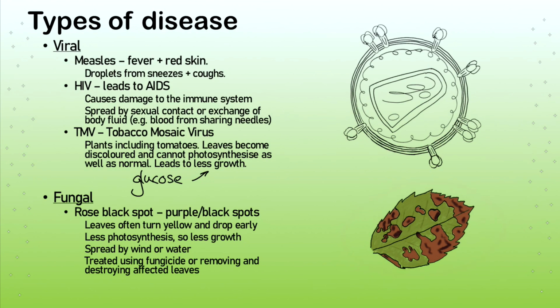It's often a kind of discoloration of the leaves as well, so the same idea as with TMV, but they stop functioning properly. We end up with less photosynthesis, and we end up with less growth. It's spread by wind or water, this one, and we can treat it quite easily using fungicide, which specifically targets fungi and kills them off.